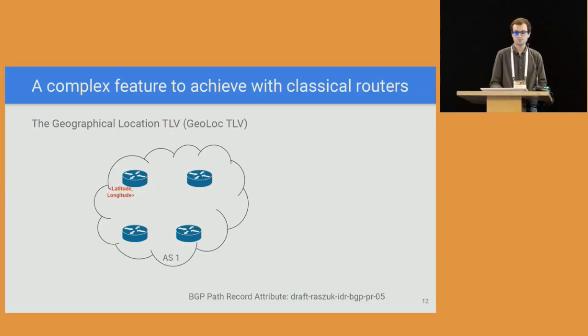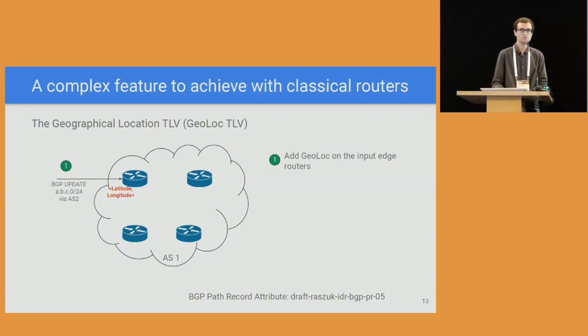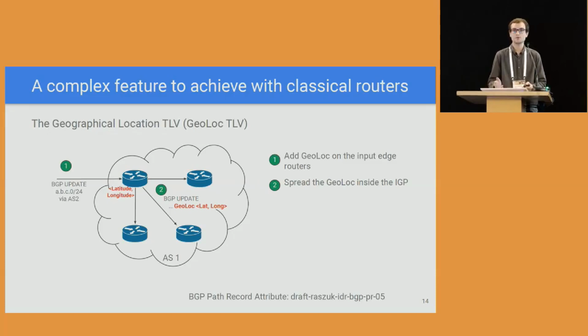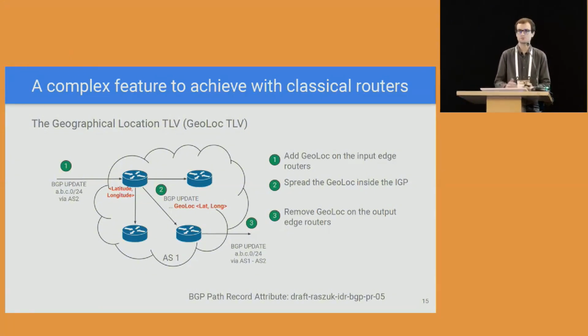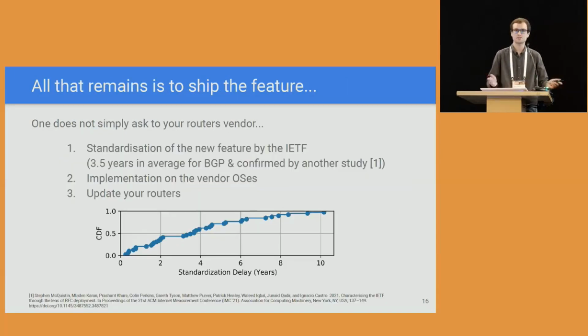The idea is really simple. Each time you receive a BGP update from your peers, you add the latitude and longitude of the router that received the update. You spread the information inside the network. Then, to avoid polluting the internet with your custom attributes, you remove it on the edge routers of the network. This is quite easy to understand and maybe to implement, but not at all, because there are a lot of processes needed to achieve this feature inside BGP.